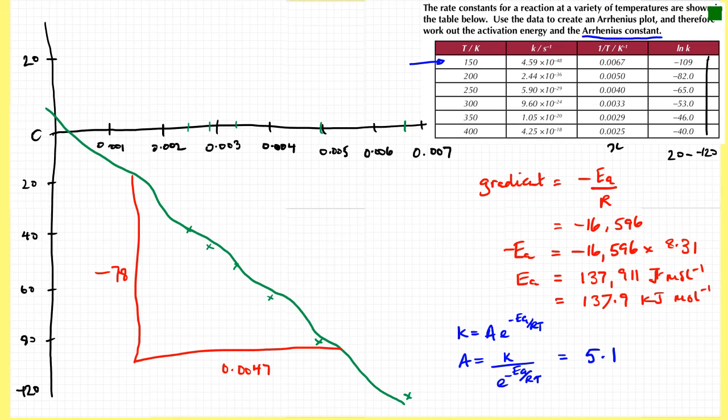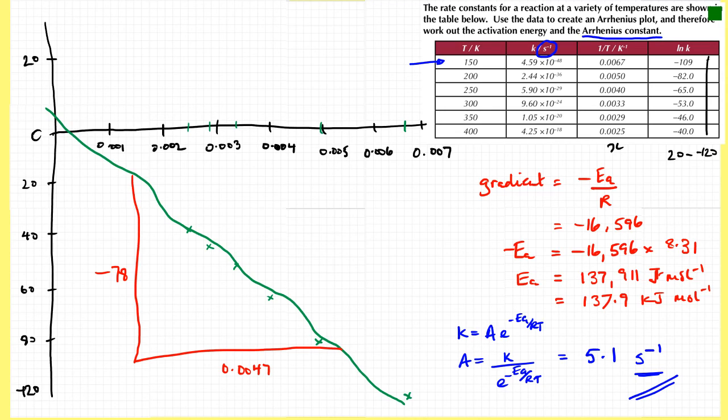Now what are the units? Units are for A seconds to the minus 1. And the thing to remember is the units of A are the same as the units for K. And the units of K are given in the question. I've just circled it in blue there. So there you have the units of A as well. And that's the question done.